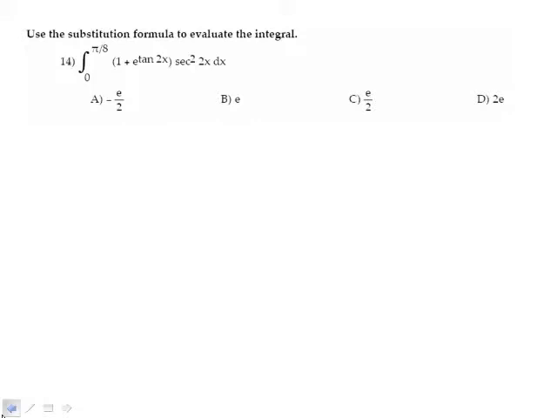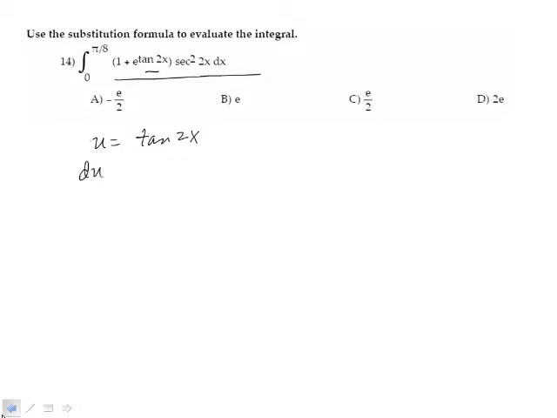Problem 14, we have a definite integral, and we want to use substitution to, first of all, calculate the antiderivative and then use the substitution formula. So we need to come up with a reasonable substitution. Notice the derivative of tangent is like secant squared. So it seems like using u equals tangent of 2x would be a reasonable substitution.